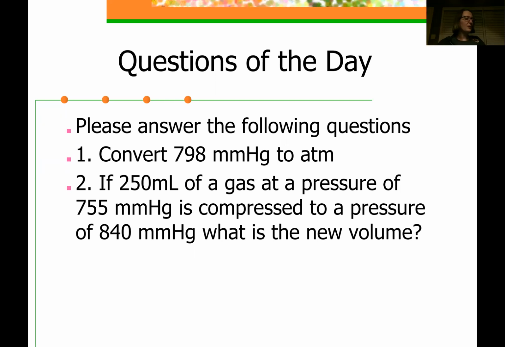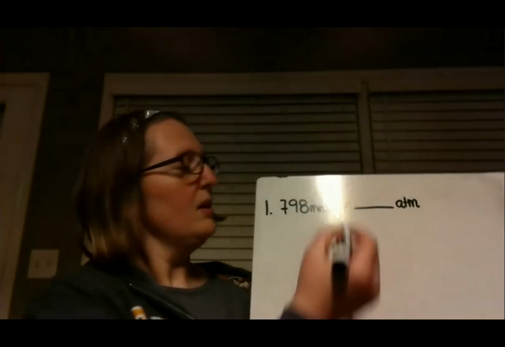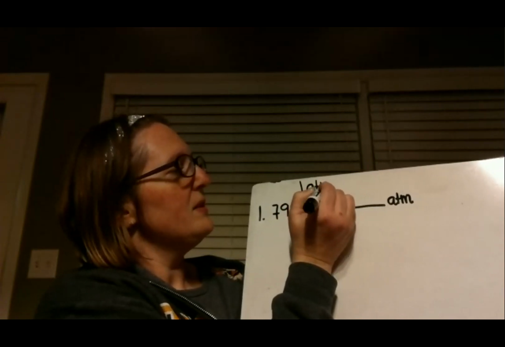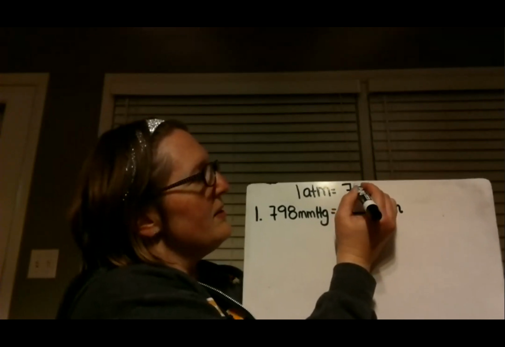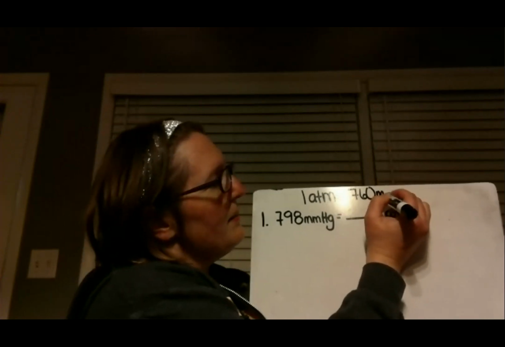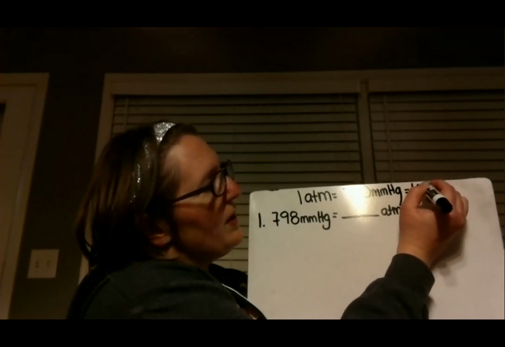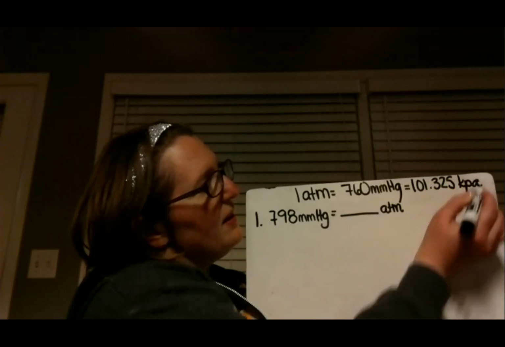In Unit 6.1, we talked about going from one pressure to another. All right, so remember we have our basic standard pressure, right? 1 atmosphere equals 760 mmHg, which equals 101.325 kilopascals.